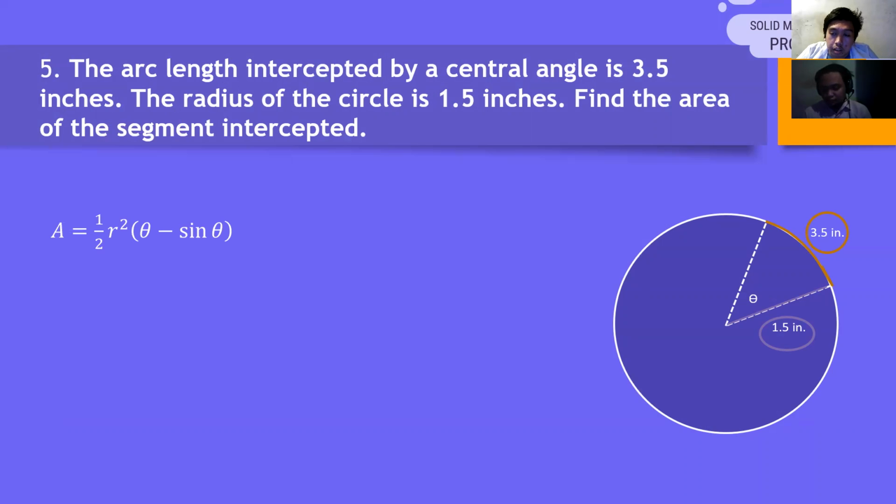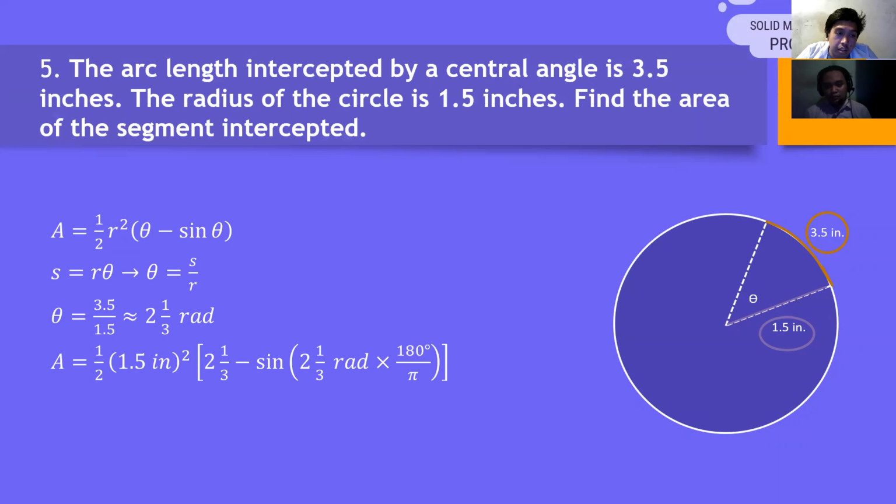In order to find the area, we use the formula 1/2 r squared multiplied by (theta minus sine theta). In this case, we already have the value of r, but we do not have the value of theta. In order to get the value of theta, we use the formula S equals radius times theta. Rearranging the formula, theta is equal to S divided by r. S is equal to 3.5 divided by 1.5. We get the value 2 and 1/3 radians.